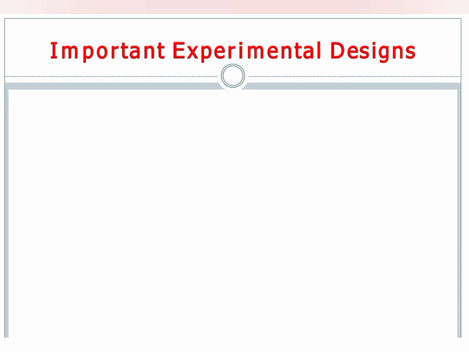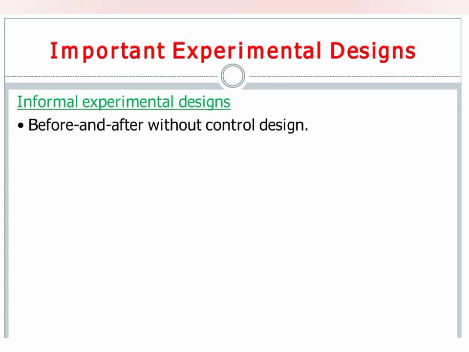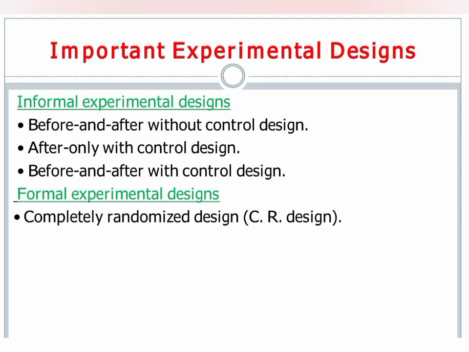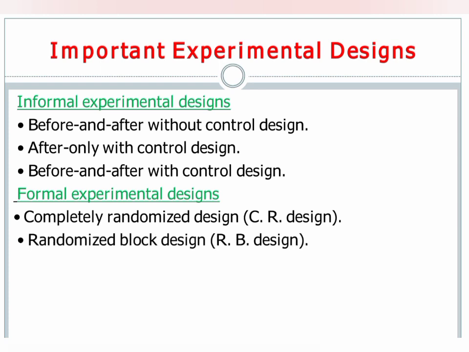So there are two types of experimental designs, that is informal and formal experimental designs. In the informal experimental designs, we have before and after without control design, after only with control design, and before and after with control design. And in formal experimental designs, we have completely randomized design, randomized block design, and Latin square design. So these are the informal and formal experimental designs.